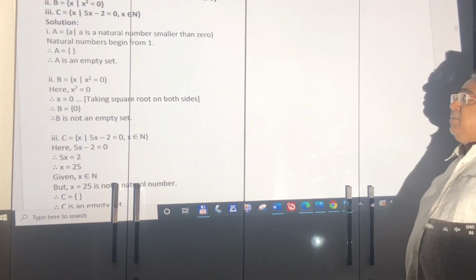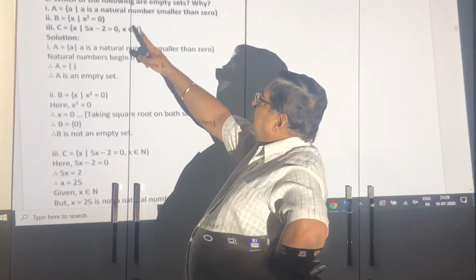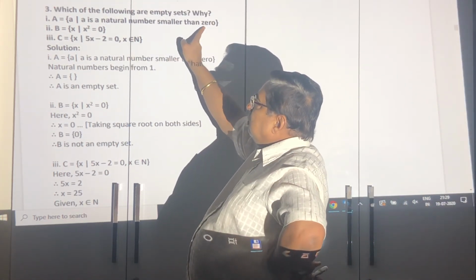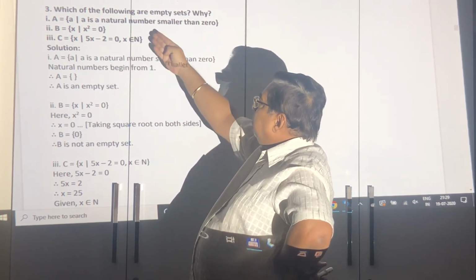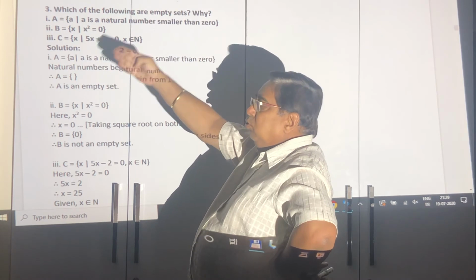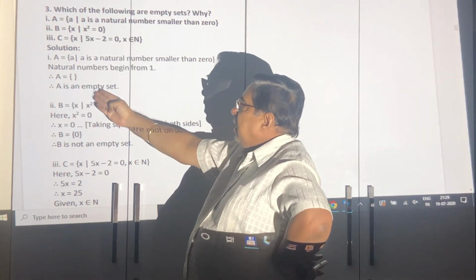Which are empty sets and why? A such that A is a natural number smaller than 0. There are no numbers, natural numbers begin with 1. There is no 0 and nothing less than 0. Decimals can't be put. It is an empty set.